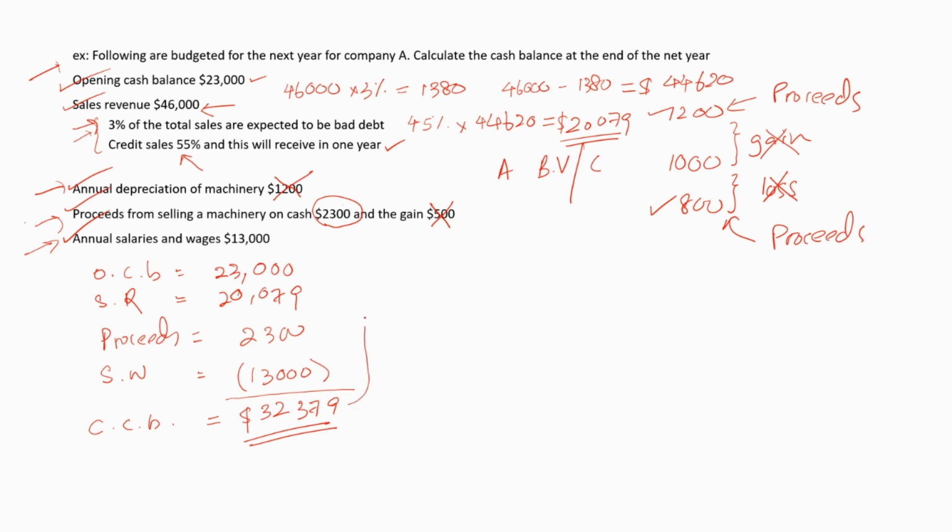This amount will be the opening cash balance for the year after the next year. So the opening cash balance for the year after the next year will be 32,379. As you can see, this 32,379 is a positive value. This means this is a surplus value. Let's say the balance is a negative value. So this will be a deficit, which means the company has not enough money to operate the business.